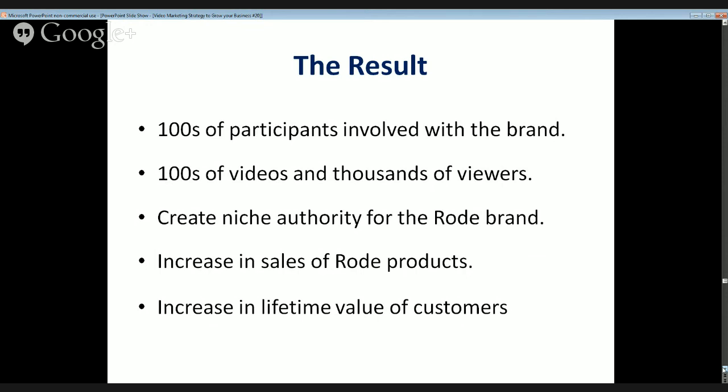So you can see in this case study how Rode has used user-generated content, or user-generated video, to really reach its audience, engage with its target audience, and build a very strong relationship there. As I said, you can use that for your own brand, for your own business.